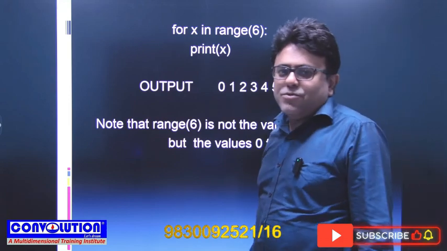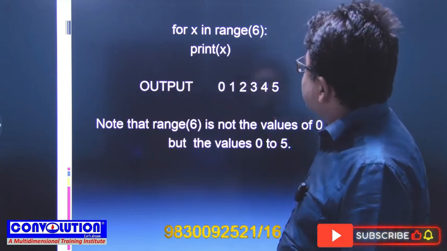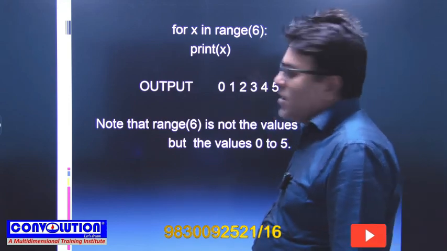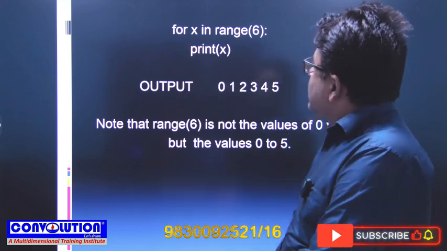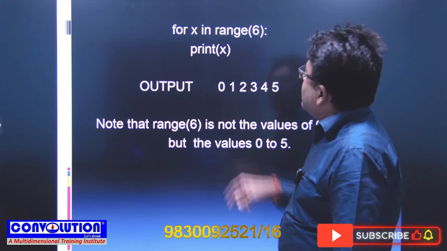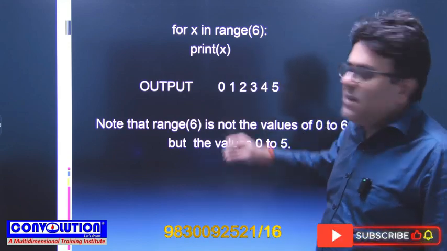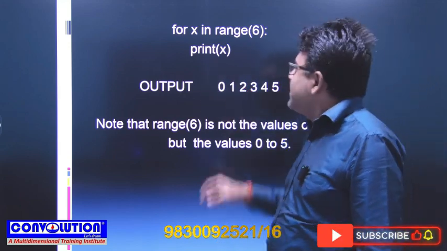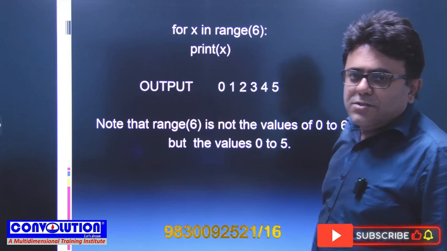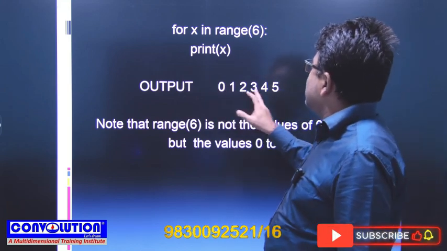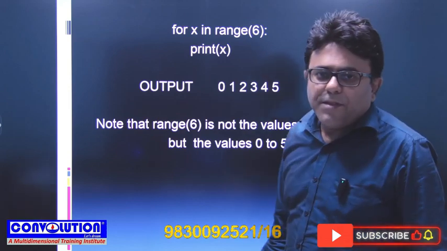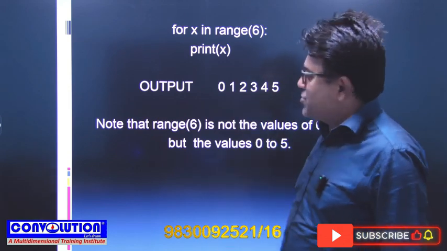Now, let us go through the particular syntax, like for x in range(6). I think you are quite familiar with this for loop. In the range function, we are saying 6, and then I am saying print x. So here my output is 0, 1, 2, 3, 4, 5. Now what is the significance of these outputs?